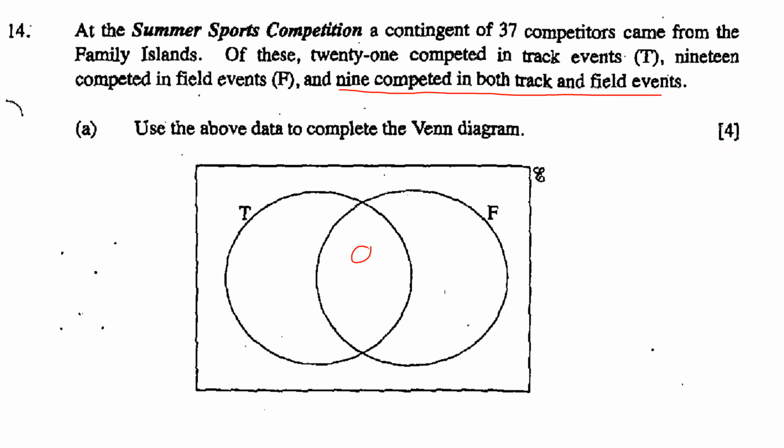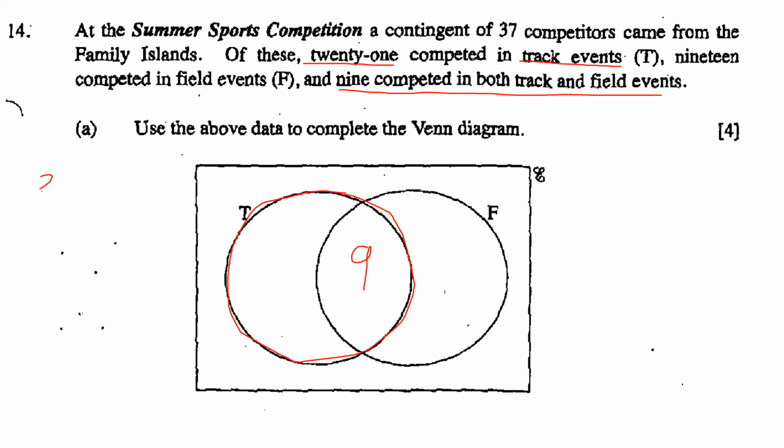because that's the intersection. Okay. 9 competed in both track and field. The next thing they say is that, hey, 21 competed in track events. So we have 21 that competed in track events. So this whole circle must add up to 21. We already have 9 here, so we need to figure out what the rest is to get 21.